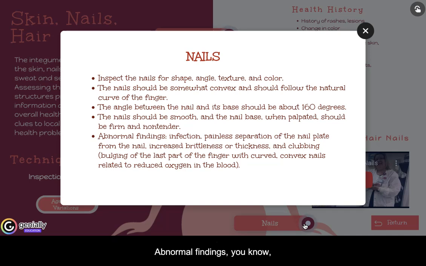Abnormal findings could indicate infection, painless separation of the nail plate from the nail, increased brittleness or thickness, and clubbing. Clubbing is the bulging of the last part of the finger with curved convex nails. This can be a sign of reduced oxygen in the blood. So patients who are smokers or patients who have COPD usually have clubbing in their nails.